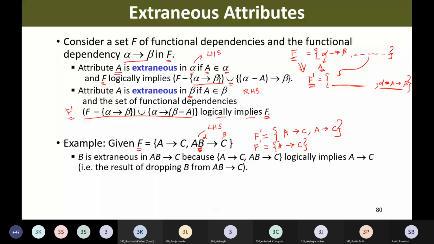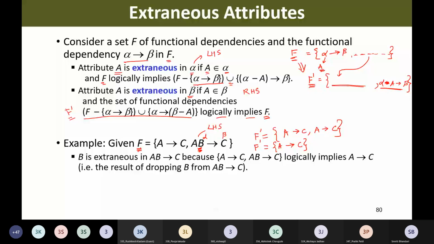Original set is A to C, AB to C. New set after omitting this B, because I am testing for this B whether it is extra, right? So omitting this attribute B from the functional dependency, I come up with once again A to C, right? So ultimately my F dash new set is A to C, having only dependency A to C, right?